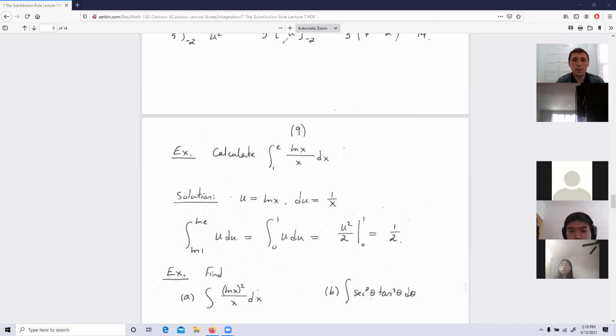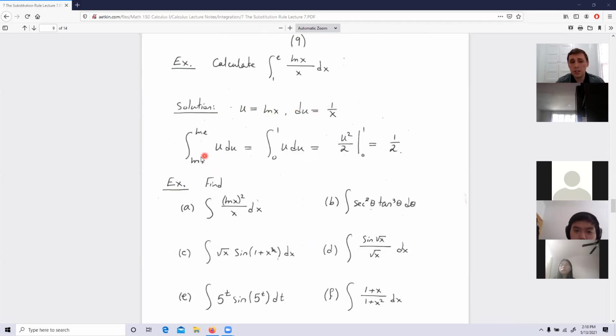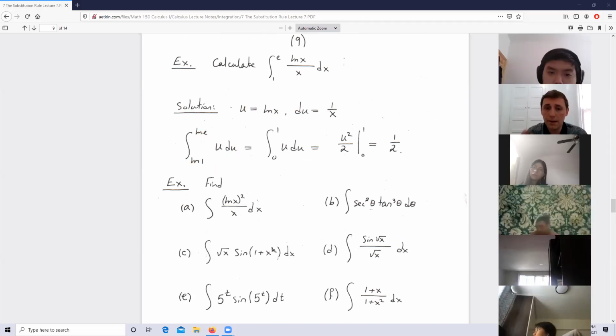You can do that using U-substitution as well. Here I do it using U-substitution just to show you that you can change the bounds of integration. But it is dangerous, guys. I know that some of you, if you do that U-substitution, will forget to change the bounds of integration, and then you will make a mistake.